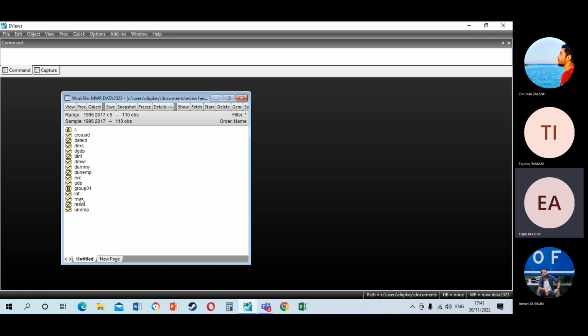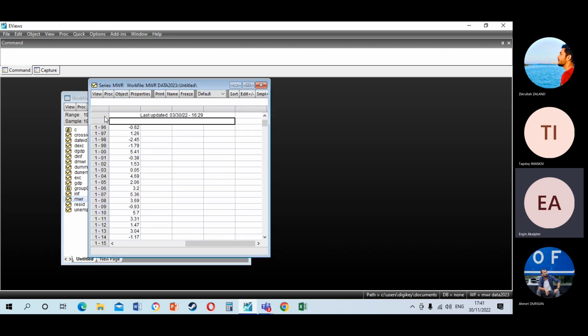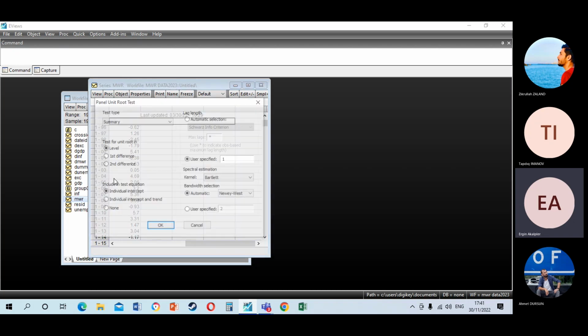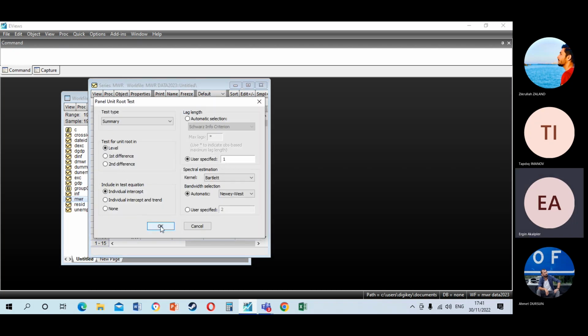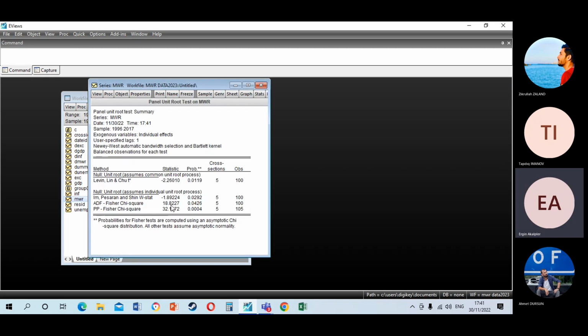I'm going to try the first one. I will try the minimum wage rate. Sorry, I will click OK, open, switch it. Then I will go to the unit root. I will try for the level and individual intercept. We're looking, it's not stationary. As you see, the p-value is not sufficient, and the t-statistics is also not realized, the expected values, the critical values.